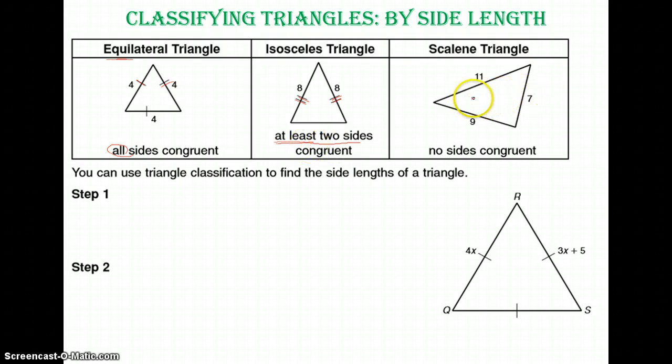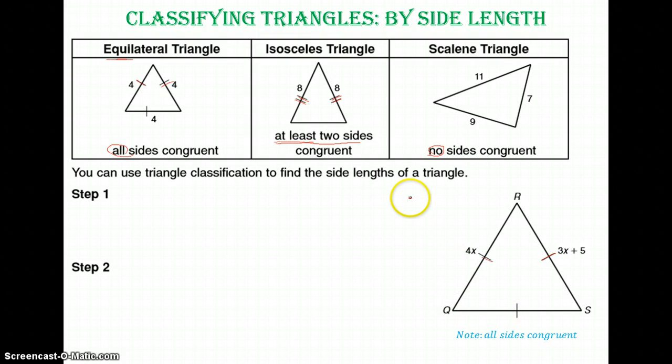And then for our scalene triangle, scalene is where we have no sides congruent. So you'll notice that we've got 3 different side lengths, a 7, a 9, and an 11. So let's use the triangle here for our example and classify by side length. So first, take a look at what you're given. You've got tick marks here on each side, so you know that all sides are congruent, and that's going to help us in our setup.